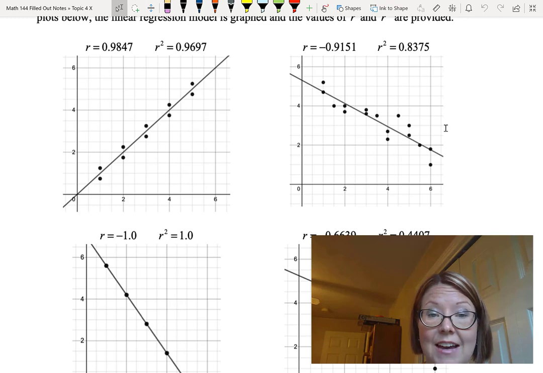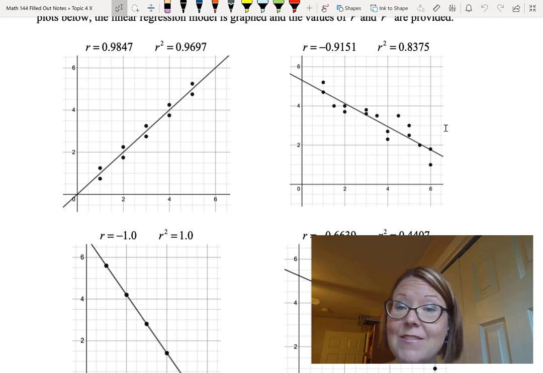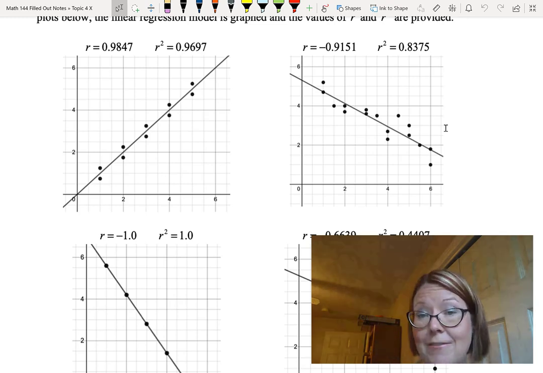We can see that in the first scatter plot, which is a linear regression line of a perfect diagonal with points scattered above and below the line, the r value is 0.9847. That's a strong positive correlation. In the second scatter plot, where we have a decreasing line and points scattered a little bit further from the line, we have an r value of negative 0.9151, which is a relatively strong negative correlation.